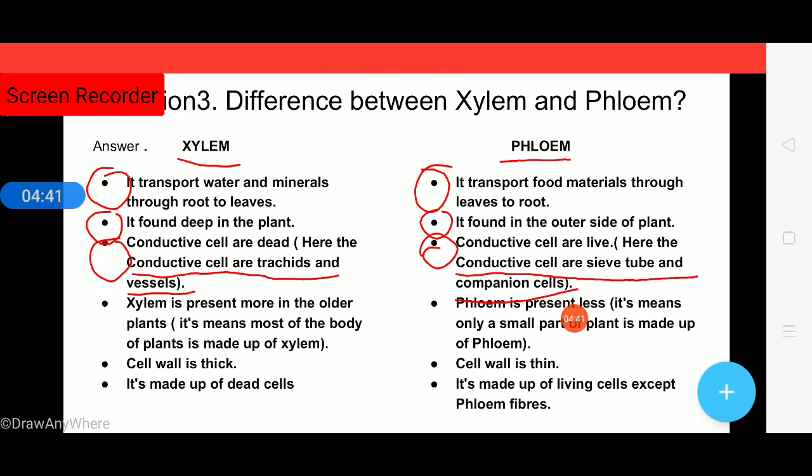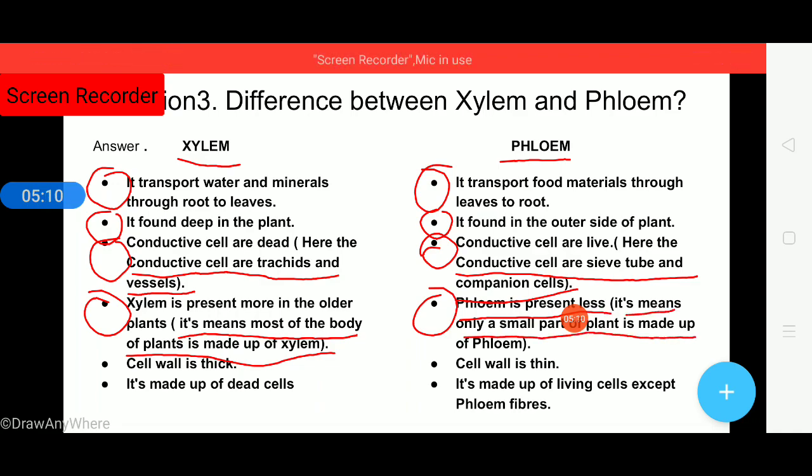Now go through the fourth point of xylem. Xylem is present more in the older plants. It means most of the body of the plant is made up of xylem. You can see the older plants' body has more amount of xylem. But in the case of phloem, it is present less. It means only a small part of the plant is made up of phloem.